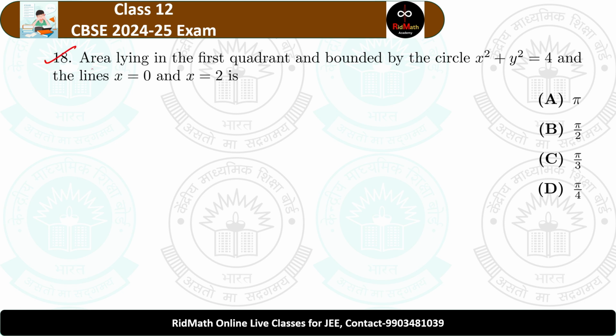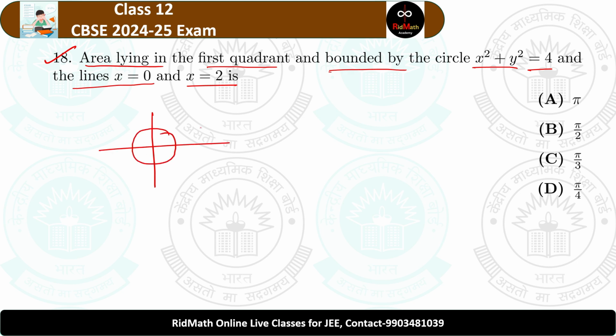Question number 18. Area lying in the first quadrant and bounded by the circle x square plus y square equal to 4, and the lines x equal to 0 and x equal to 2. Let us first draw the graph. So this is the circle, x square plus y square equal to 4. That means this is 2 square. The radius is 2. That means this point is 2 comma 0, and this is minus 2 comma 0.